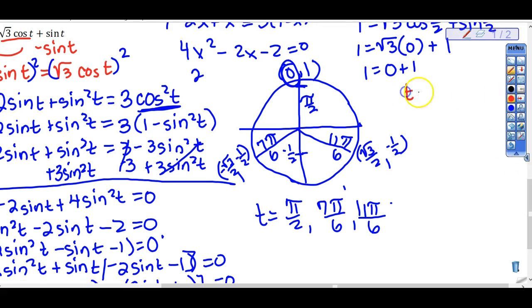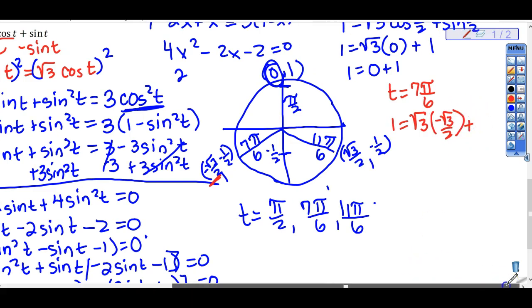I'll change colors here. So if t equals 7 pi over 6, we're doing 1 equals square root of 3 times, what's the cosine of pi over 6? Can I skip a step and just plug it in? What's the cosine of 7 pi over 6? Negative square root of 3 over 2. And man, I am out of room. Let me see if I can scooch it over a little more. There we go. What's the sine of 7 pi over 6? Negative half. So I'm skipping the step of actually plugging the angle in and just putting the value in.